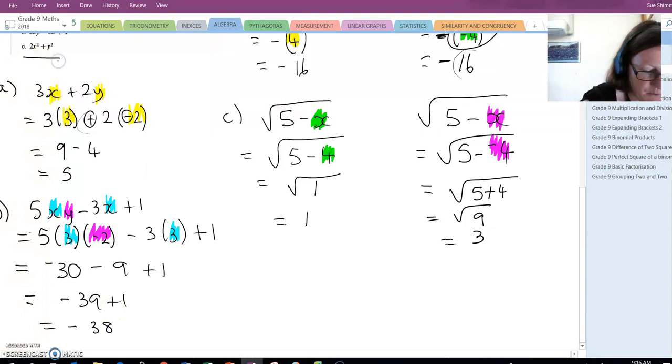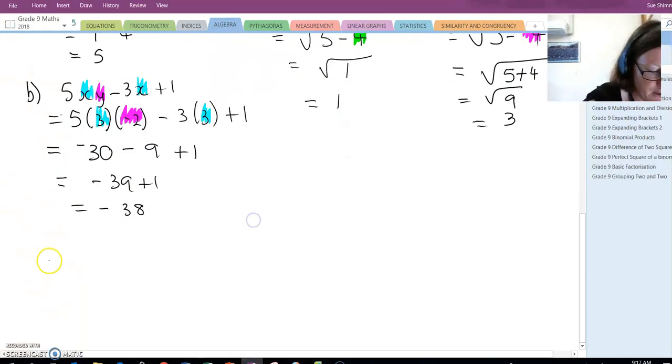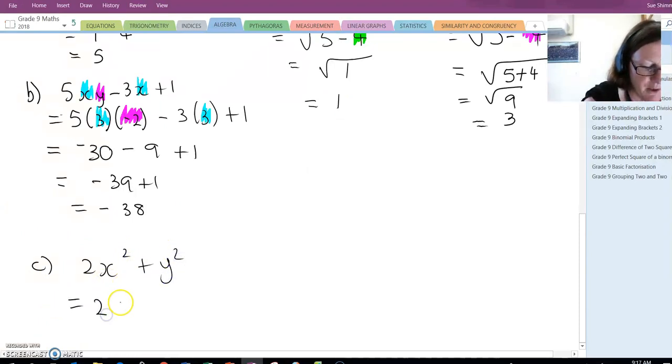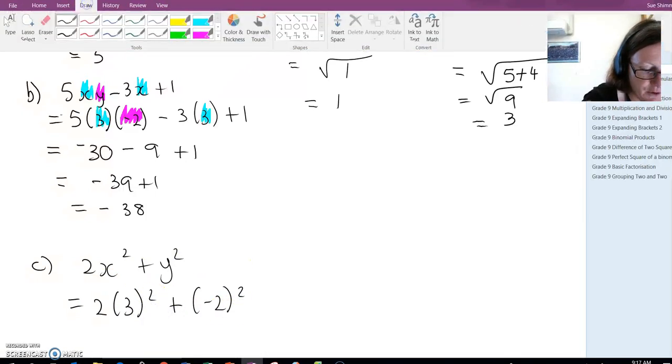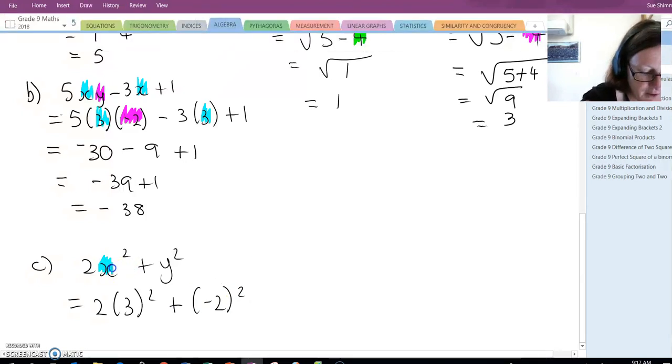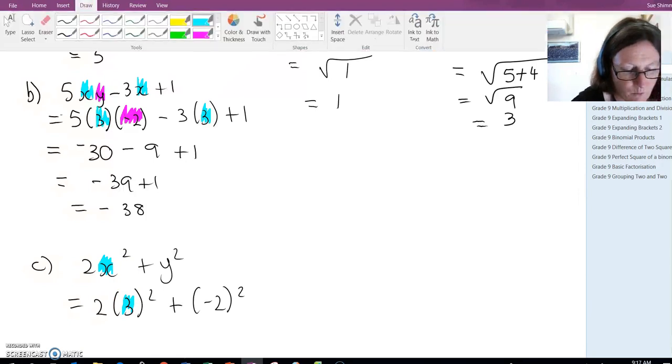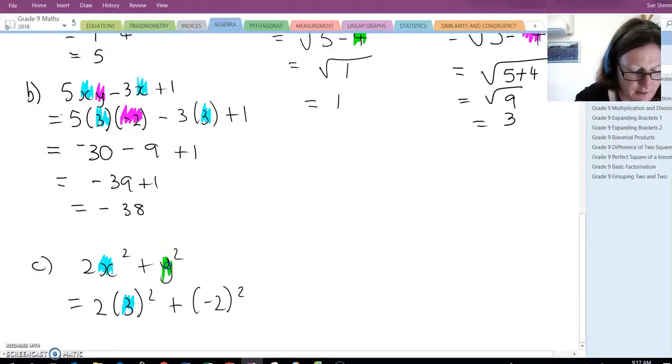The last example, 2x squared plus y squared. Let's do our substitution. Remember, instead of x we put 3, and instead of y we put negative 2. So with my substitution, instead of x I put 3, and instead of y I put negative 2.